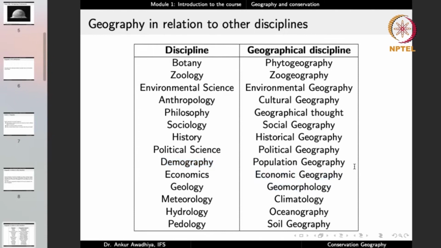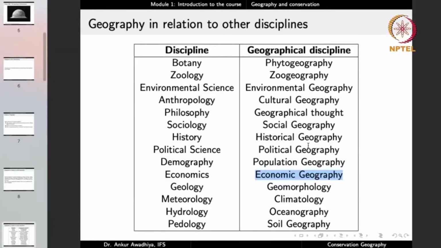Economics is related to economic geography. What is the level of income that is found in different areas? What are the means of production that are found in different areas? Where are certain means of production found? Where do you have industries in India? Where do you have, say, mines in India? Where do you have ports in India? Again, the same thing.